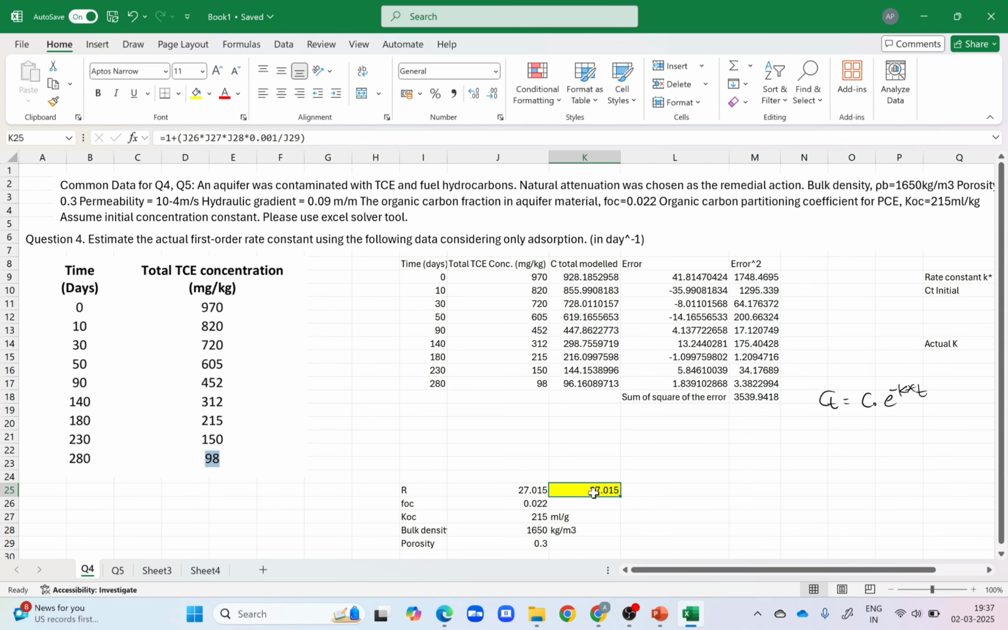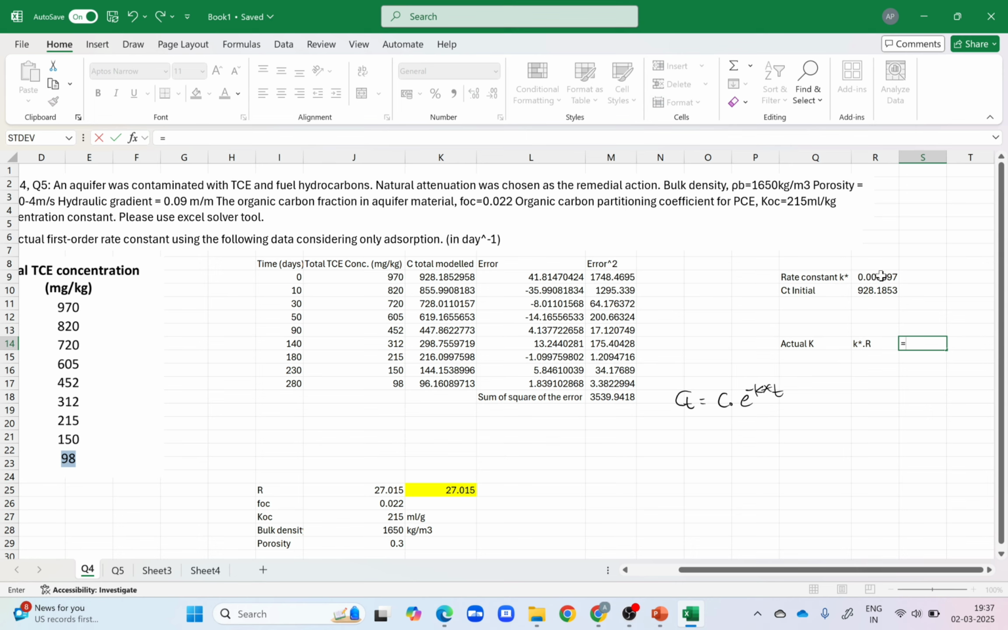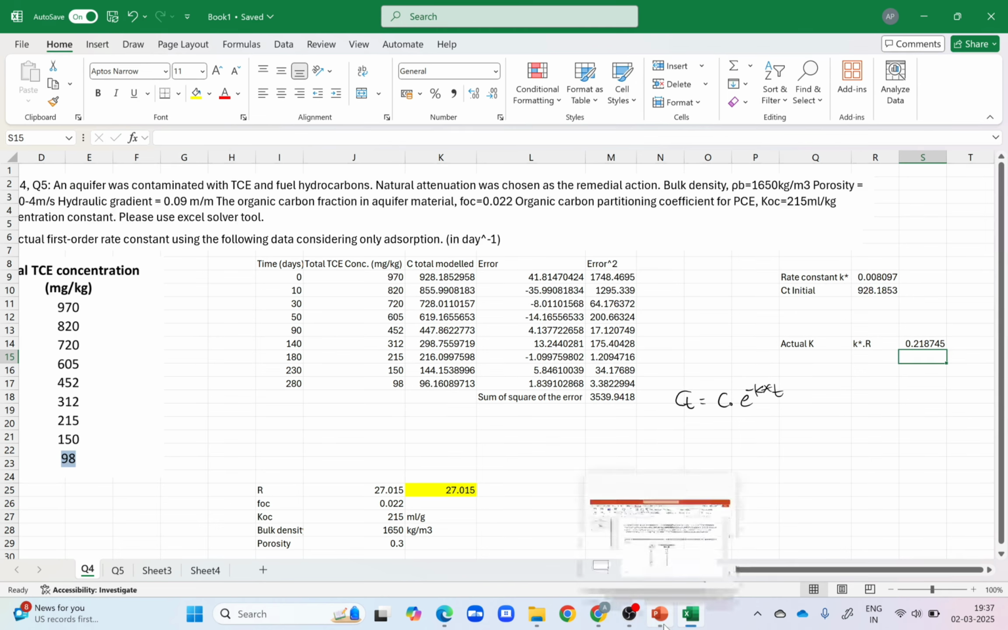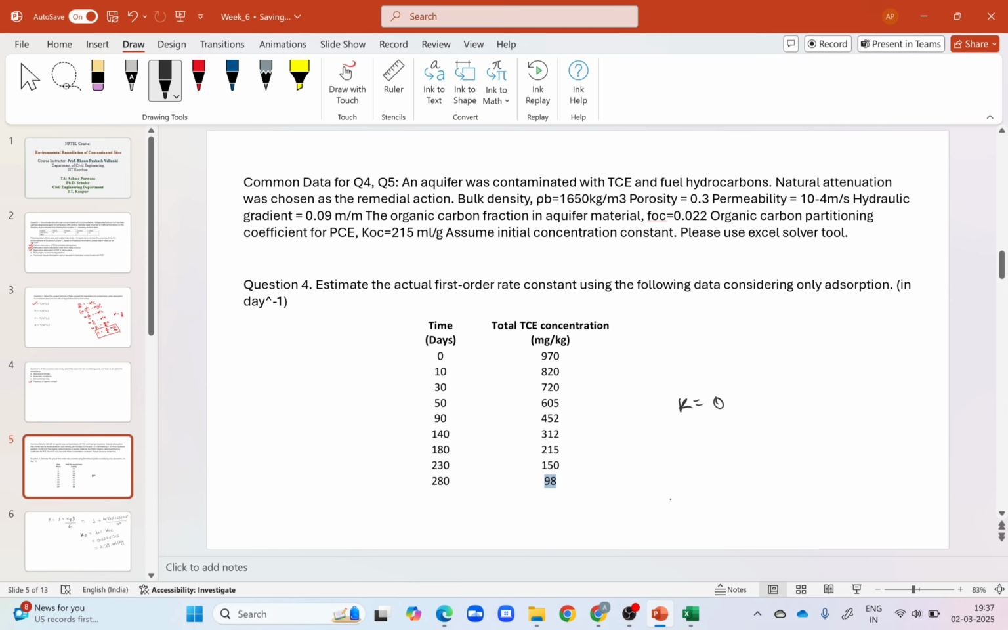So this is the retardation factor which we are getting. We can find out the actual K using this relation: actual K is K star into retardation factor. So our K star is this, into the retardation factor we are getting, which is this. So the actual K we are getting is 0.22. So the correct answer here is K equals 0.22. This is the value which we are getting.